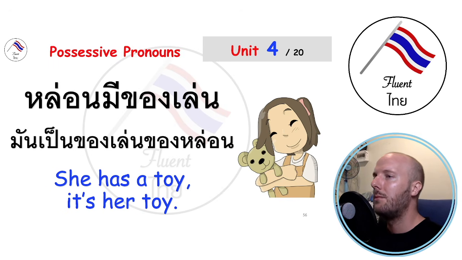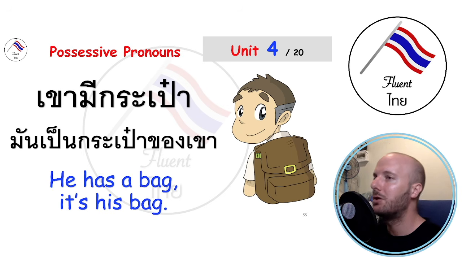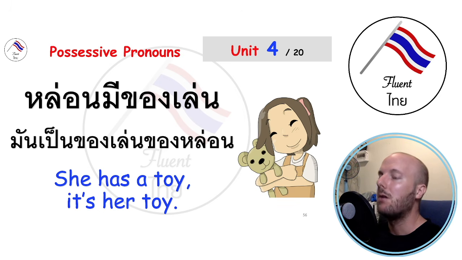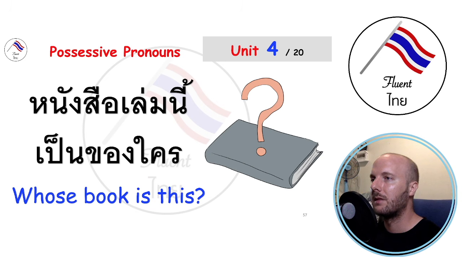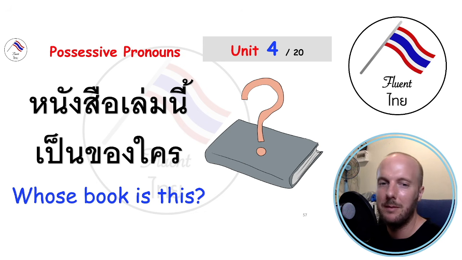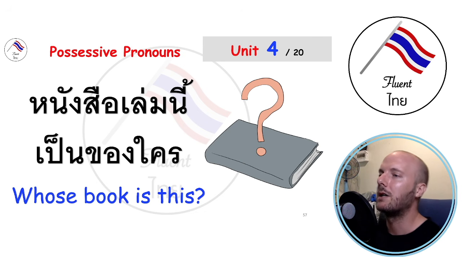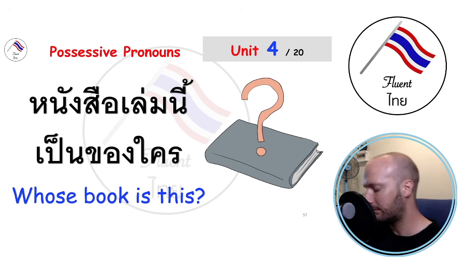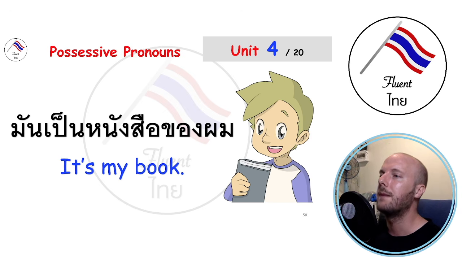She has a toy, it's her toy. I'm using the specific pronoun for she, lawn, but you could just say เขา again in real life, right? So ลอนมีของเล่นมันเป็นของเล่นของลอน. It's kind of confusing here because you're using the word ของ twice. ของเล่น means toy, so literally belonging to play, and then again ของ is being used as the possessive for her. Alright, so one more time: ลอนมีของเล่นมันเป็นของเล่นของลอน. Whose book is this? หนังสือเล่มนี้เป็นของใครครับ. I keep forgetting ครับ, but anyway, forgive me. It's my book. มันเป็นหนังสือของผมครับ.